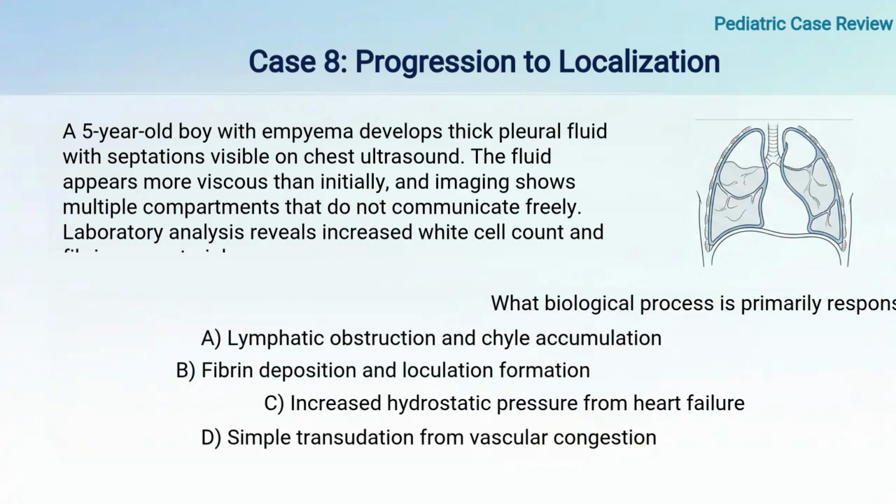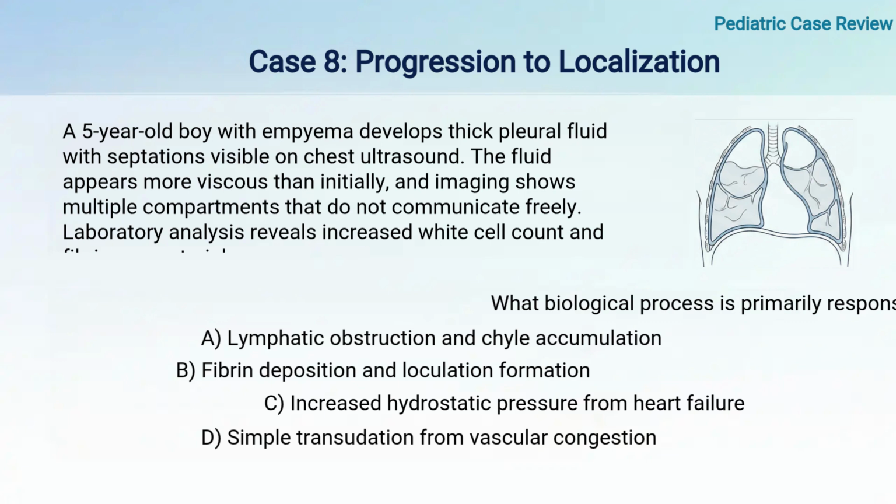Case 8. A 5-year-old boy with empyema develops thick pleural fluid with septations visible on chest ultrasound. The fluid appears more viscous than initially, and imaging shows multiple compartments that do not communicate freely. Laboratory analysis reveals increased white cell count and fibrinous material. What biological process is primarily responsible for this progression?